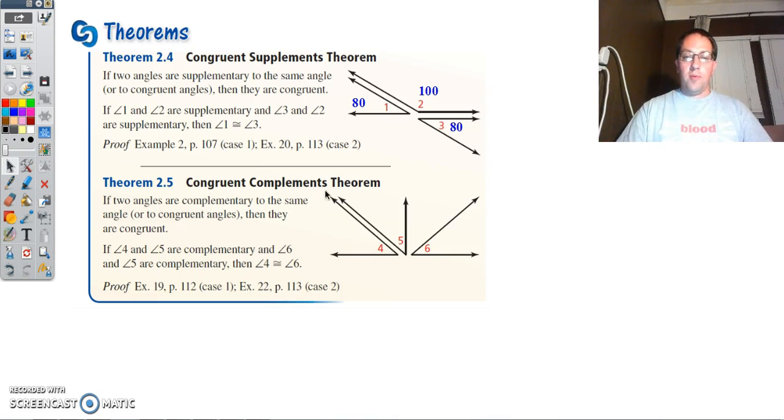Congruent complements theorem is the same basic thing, only it's with complementary angles instead of supplementary angles. So angle 4 and angle 6 are both complementary to angle 5, so angle 4 must be congruent to angle 6. Two angles that are complementary to the same angle or to congruent angles are congruent to each other.